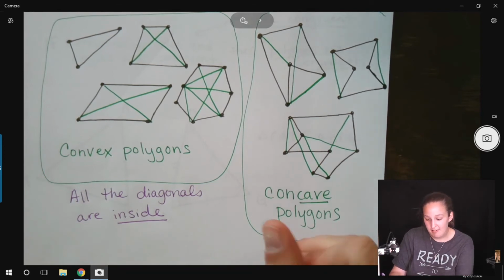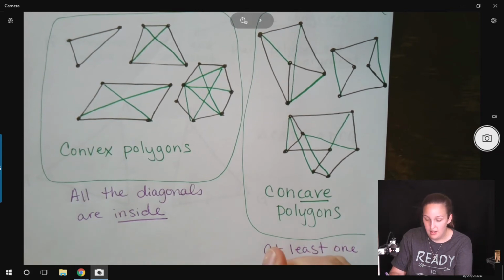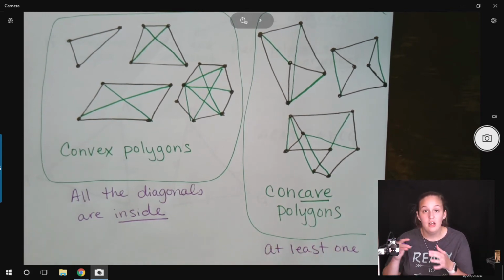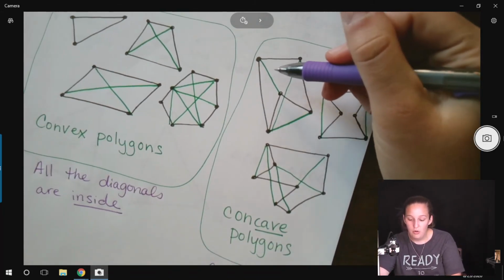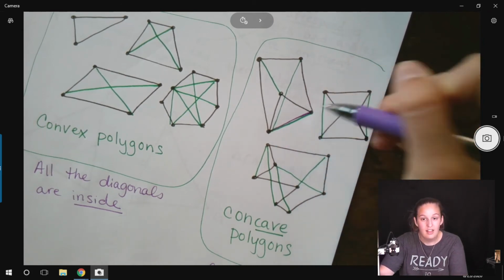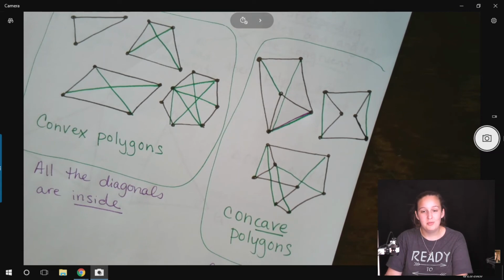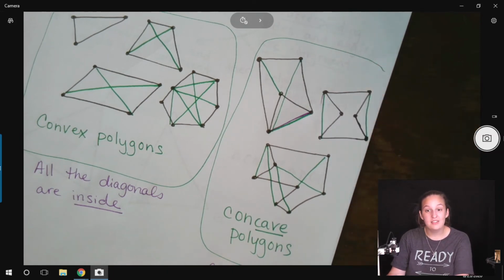For concave, at least one. That means 1, 2, 3, 4, however many, but at least one diagonal is outside the polygon. So when I drew this one and this, that was outside the polygon, and now I have too many lines going and it's getting kind of hard to see. So if you want to, go back and look at before I drew so many lines. This one was outside of the polygon.